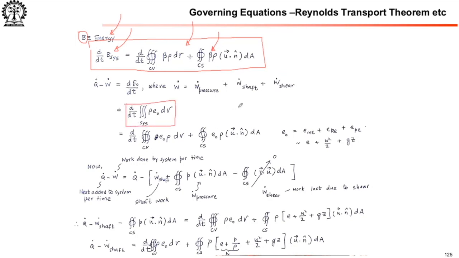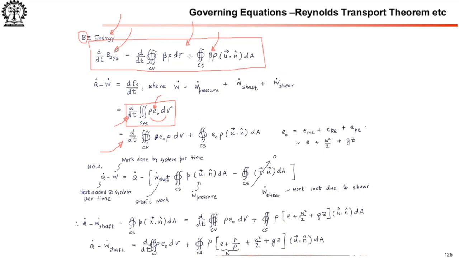This is similar to what you saw for momentum. Rho times dV gives you dm, the elemental mass. When you multiply it by e naught, the specific energy, you get the energy for that dm element, and then you integrate it for the entire system. You get the energy of the system, and if you want a time derivative, you do d by dt. Now that can be related to the control volume, control surface description.